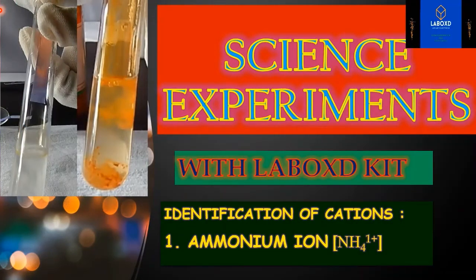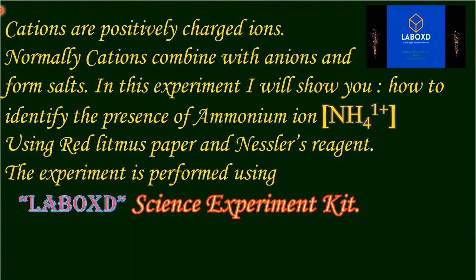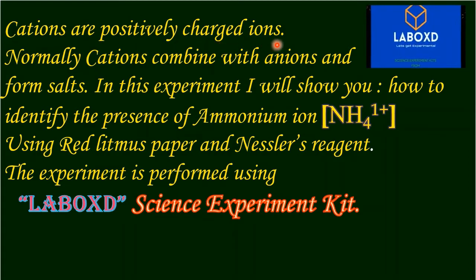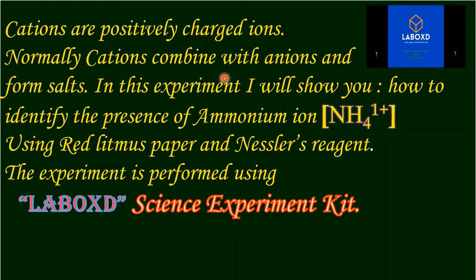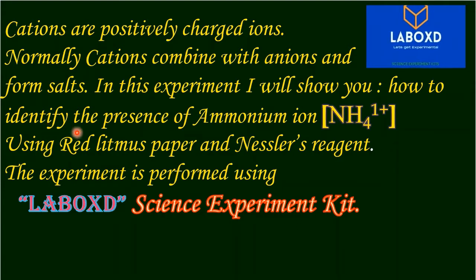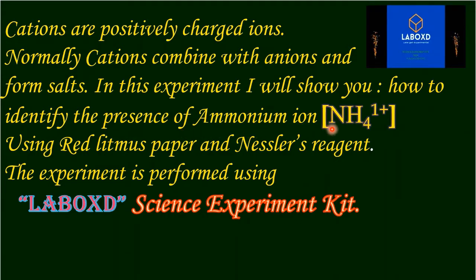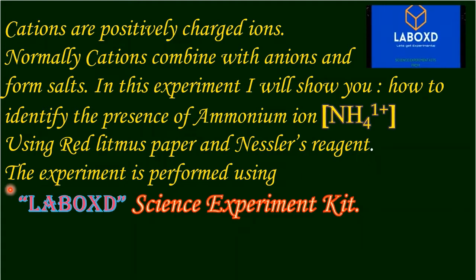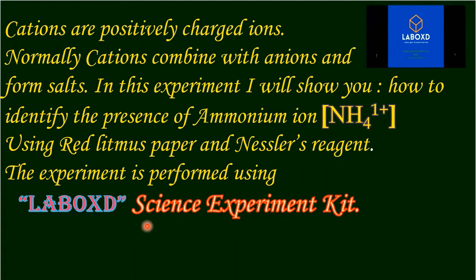In this experiment, we learn how to identify the cation ammonium ion. Cations are positively charged ions. Normally, cations combine with anions and form salts. In this experiment, I will show you how to identify the presence of ammonium ion using red litmus paper and Nessler's reagent. The experiment is performed using Laboxd Science Experiment Kit.